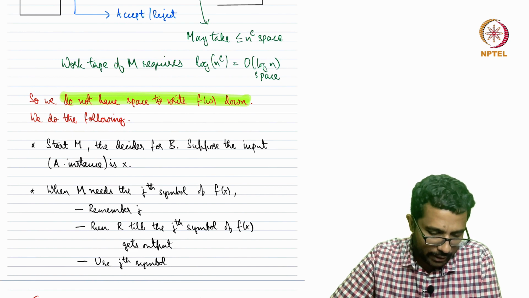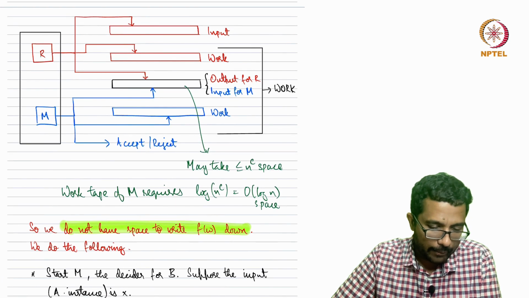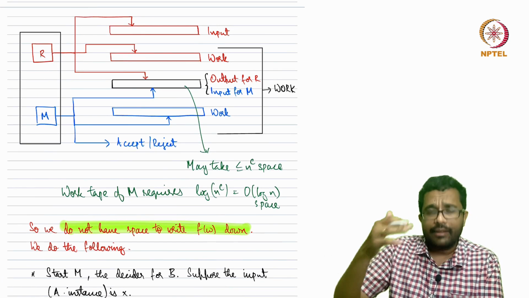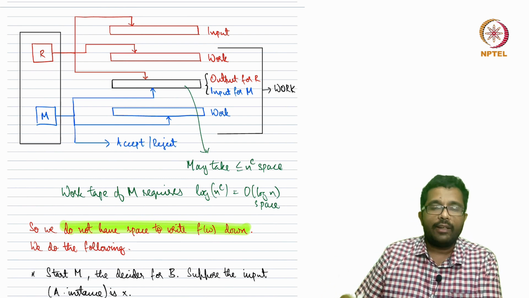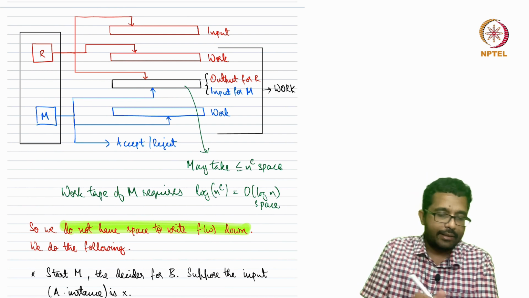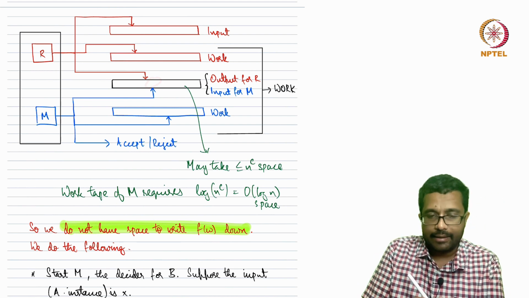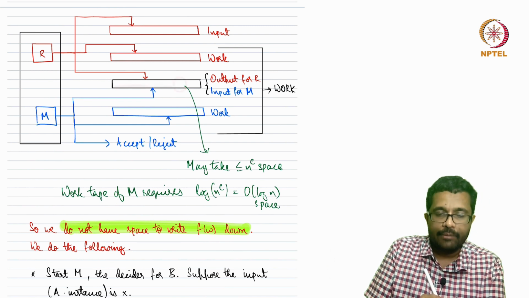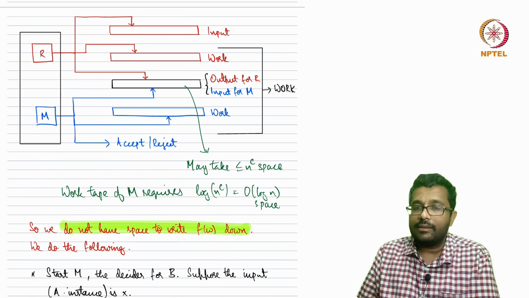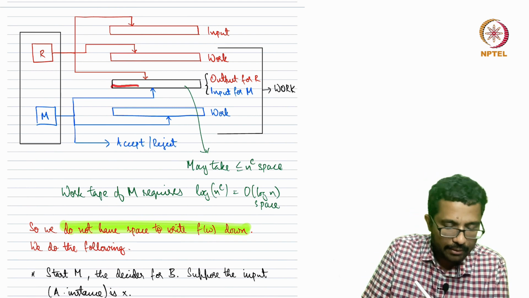So this works perfectly well, but the only issue is that we are rerunning R again and again. Instead of producing f of w once, whenever any bit is required, say the 10th symbol is required, it runs till the 10th symbol. Later maybe the 20th symbol is required, it again runs from the beginning till the 20th symbol. Maybe next time the third symbol is required, and although it had already computed the third symbol, it's okay, we again compute the third symbol.